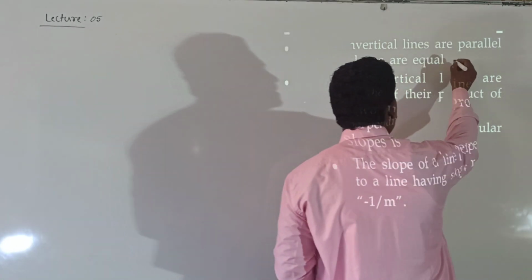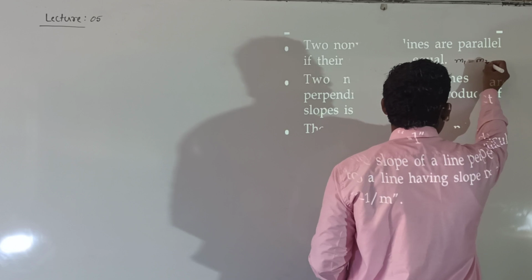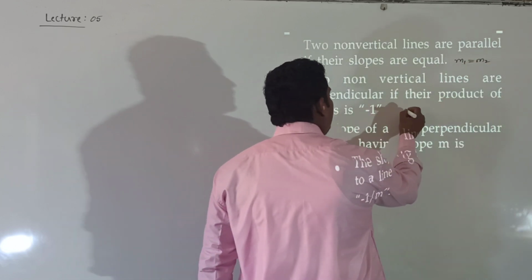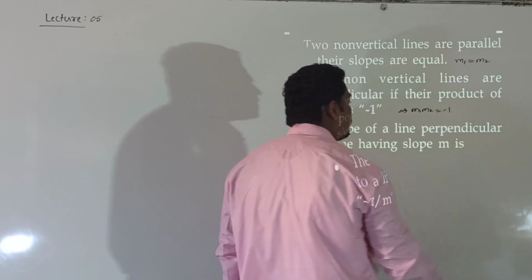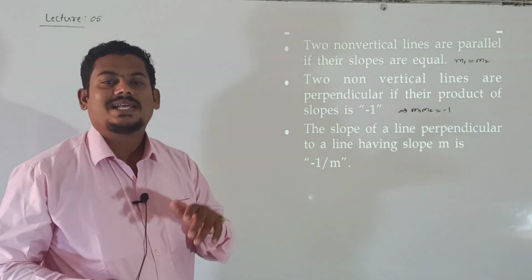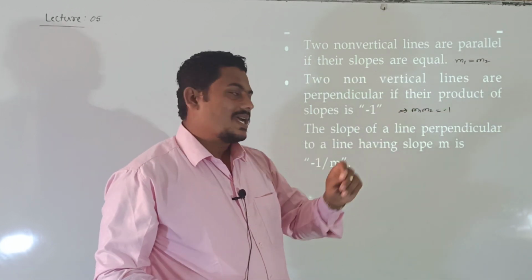In the parallel case, m1 equals m2, the slope of line 1 is equal to the slope of line 2. If lines are perpendicular, then m1 into m2 is equal to minus 1. If the product of slopes equals minus 1, then the lines are perpendicular. Slopes are equal means the lines are parallel.